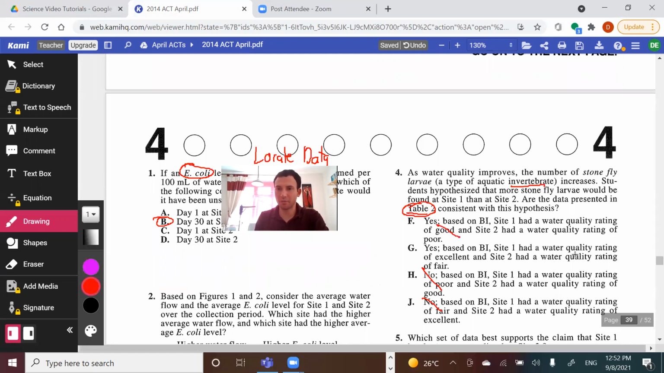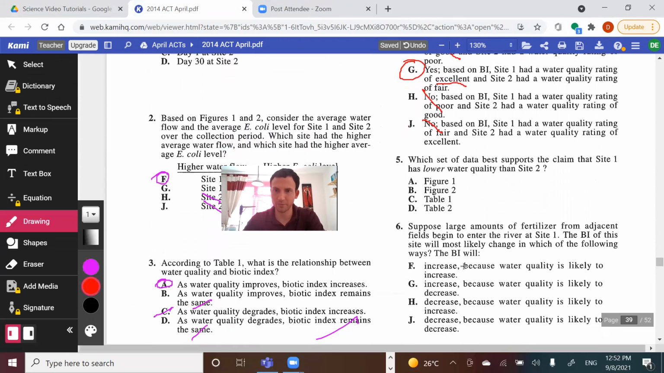Yes, based on BI, Site 1 had a water quality rating of excellent, and Site 2 had a water quality rating of fair. And you can go back and double check that, but for the sake of moving on, you'll notice that Site 2 does have fair, within the range of fair.